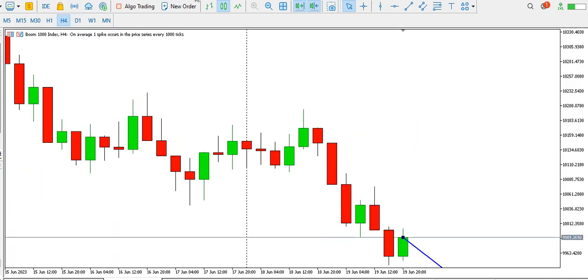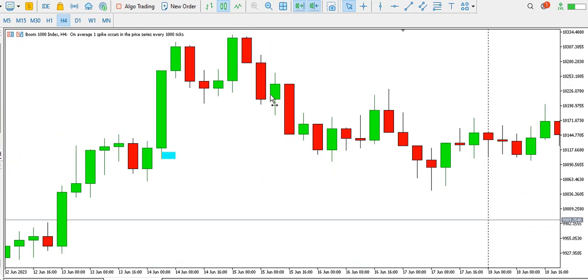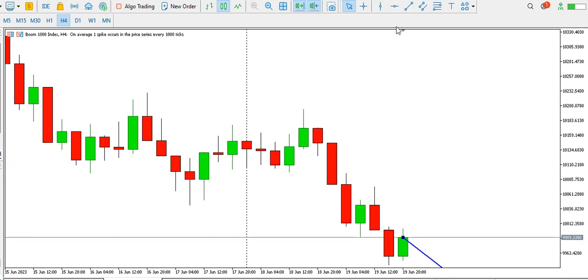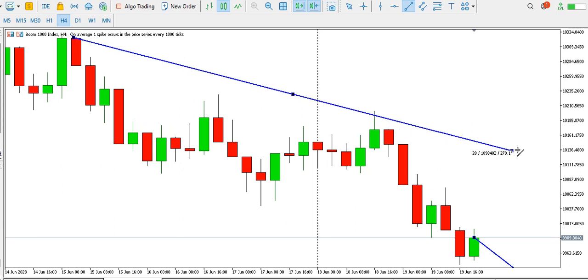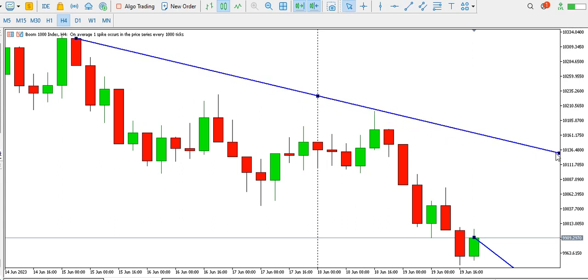On the 4-hour time frame, Boom 1000 is obviously bearish, so we might be expecting price to retrace around here for price to continue the downtrend.